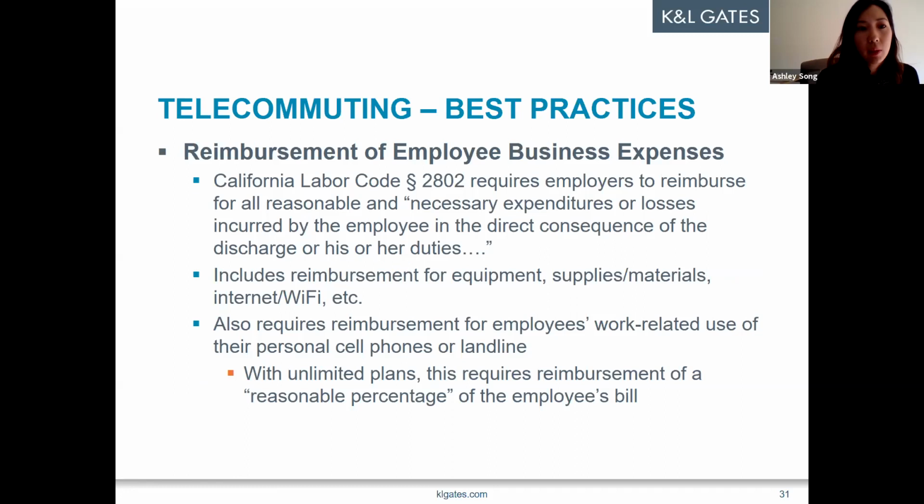And Greg touched on this point as well in the DIR guidance, but the California Labor Code requires employers to reimburse for all reasonable and necessary expenditures or losses incurred by the employee in the direct consequence of the discharge of his or her duties. So this does include reimbursement for equipment, supplies, materials, internet, Wi-Fi, as well as cell phone bills and data usage. So with unlimited plans, this requires reimbursement of a reasonable percentage of the employee's bill. So that's a friendly reminder for employers to track those expenses as well.